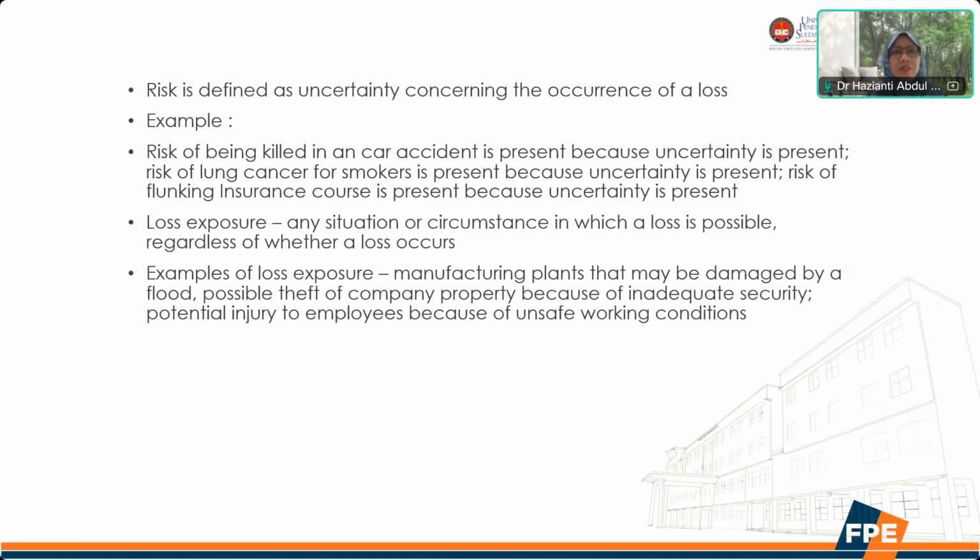So we can say that risk is uncertainty concerning the occurrence of a loss. So when we talk about risk, we are normally talking about loss. For example, the risk of being killed in a car accident is present because uncertainty is present. The risk of lung cancer for smokers is present because uncertainty is present. The risk of flunking insurance cost is present because uncertainty is present. And this is not to scare you, right? And then, like I said, when we talk about risk, we are actually referring to the occurrence of a loss. So loss exposure means there is a possibility of an occurrence of a loss.